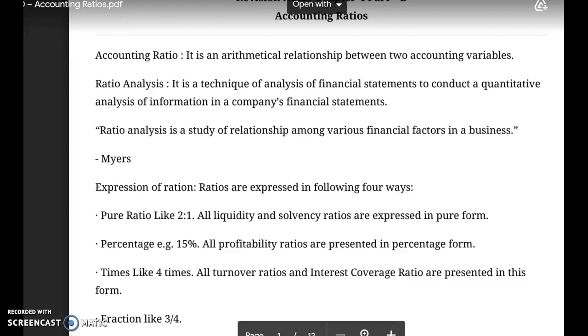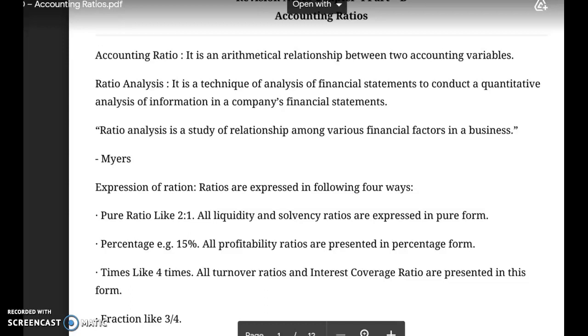Now, if I say only this line, we may not be able to understand what exactly the meaning of accounting ratio is. So I will share it with you with the help of an example. If I say that A Limited has a gross profit of 1 lakh, B Limited has a gross profit of 2 lakh.